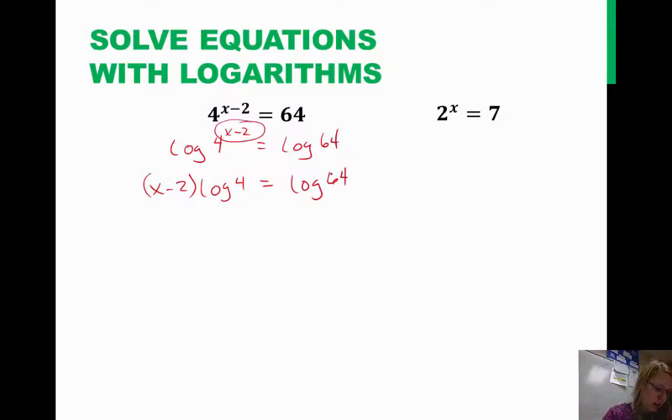Now, if I put log 64 into my calculator, I get 1.806. And if I put log 4 into my calculator, I get 0.602. Now I want to solve for x. So what I'm going to do here is divide both sides by 0.602 and just go ahead and get rid of that.